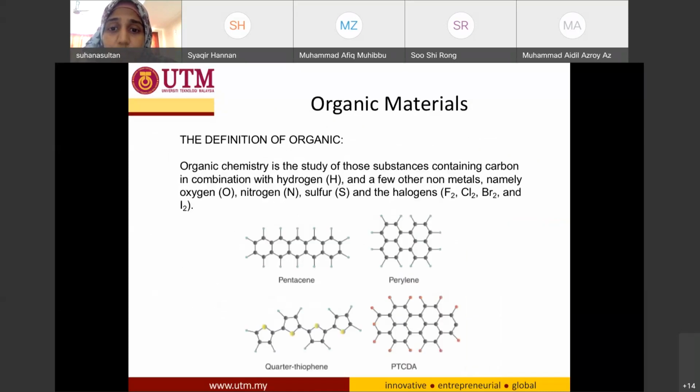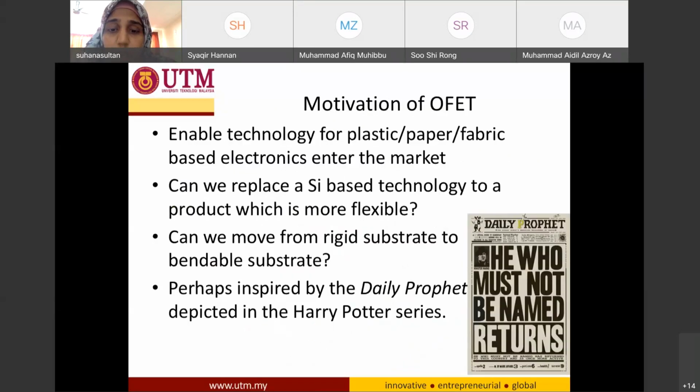But then you know that in silicon, you can't grow silicon or deposit a silicon material on a substrate like plastic or paper or fabric, right? Because silicon requires a high temperature process. A high temperature process can go up to 300 degrees Celsius. So by the time you have the silicon, the substrate becomes molten. Okay, you melt the substrate.